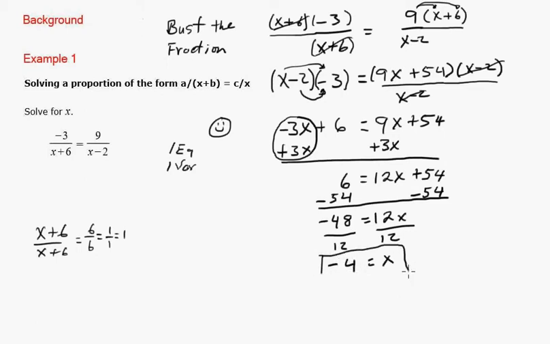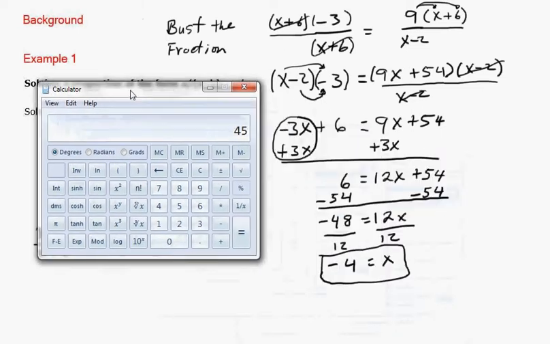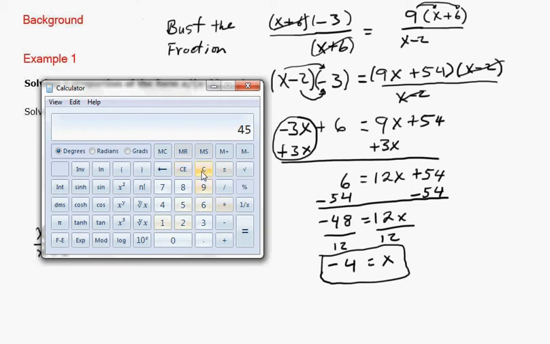Okay, that's the answer. If you want, pull up the calculator. Clear. You can either do 48 divided by 12 is 4, and then know that it's supposed to be negative, or you can put in 48 and then hit this, make it negative, and then divide by 12 and you get 4.